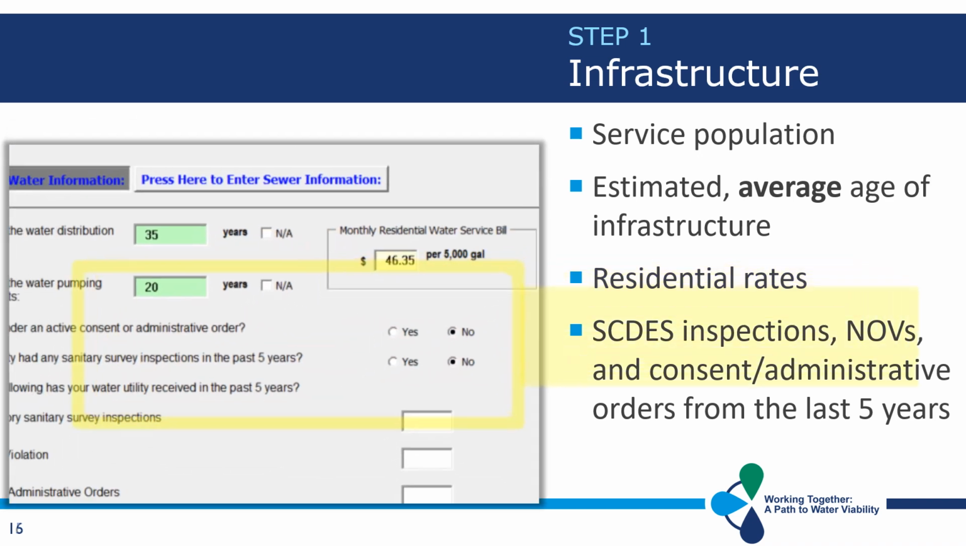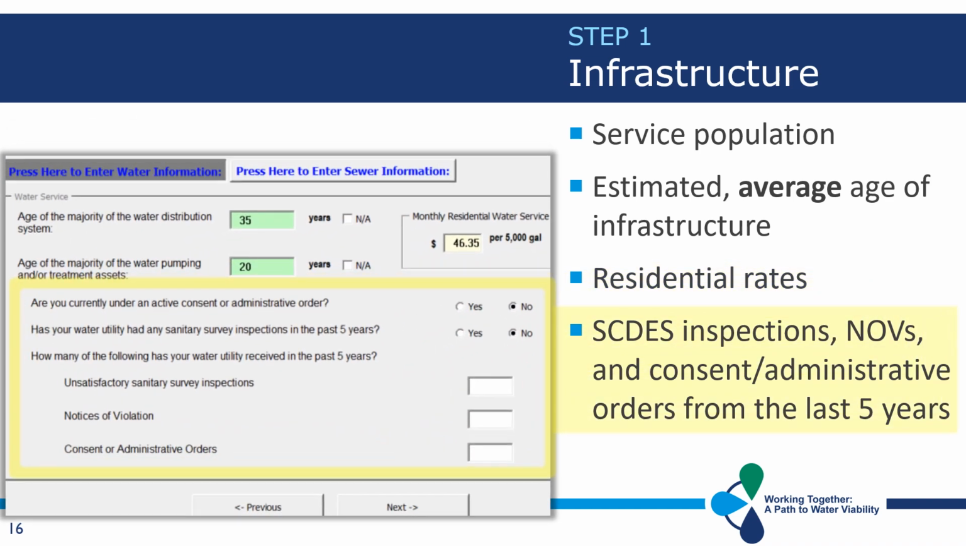In the last portion of this section, you will need your DES inspections and any notices of violation or consent or administrative orders you have received in the last 5 years. You will also need to know whether any consent orders remain active.